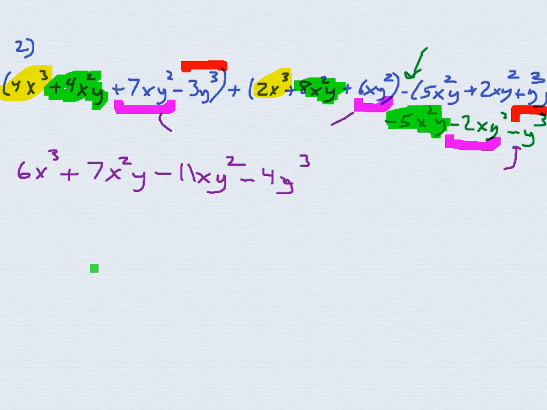Did anybody catch my mistake? Wasn't deliberate, but I see it. The xy squared term, this one. 7 plus 6 is 13, minus 2 is 11. It should have been a plus 11xy squared. So be careful. We all make mistakes. Number 3.